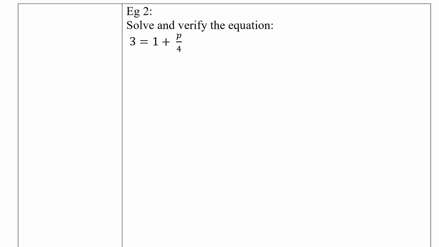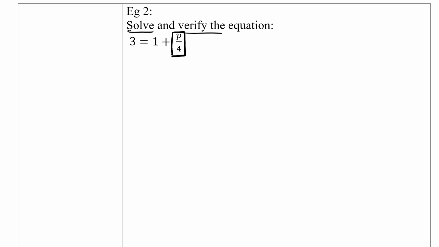Example number 2. Solve and verify the following equation. 3 equals 1 plus p divided by 4. So what I want to do first is put a box around where my variable is. The variable is embedded in this term.